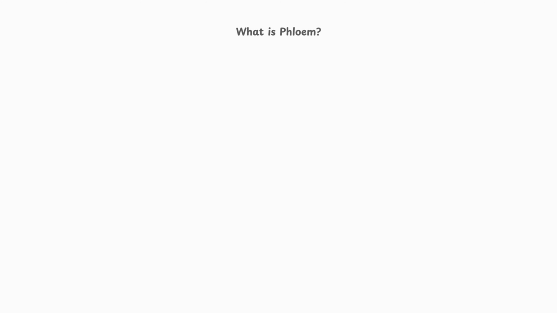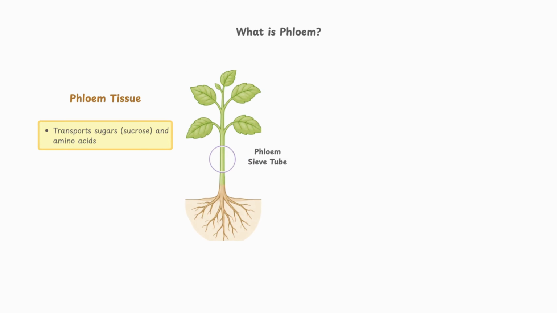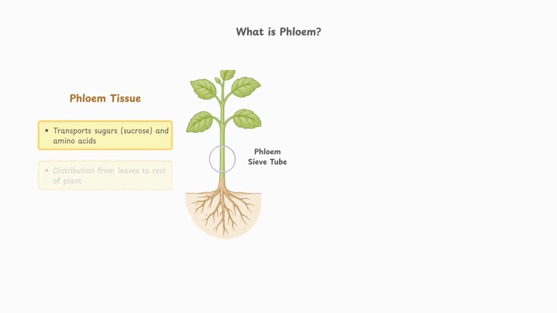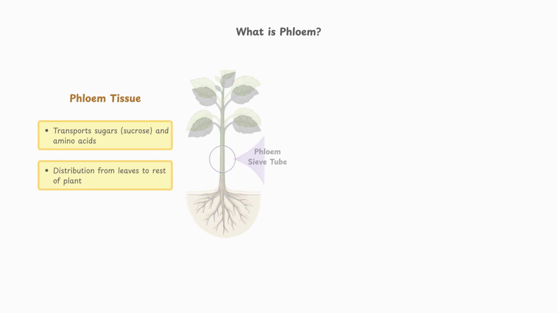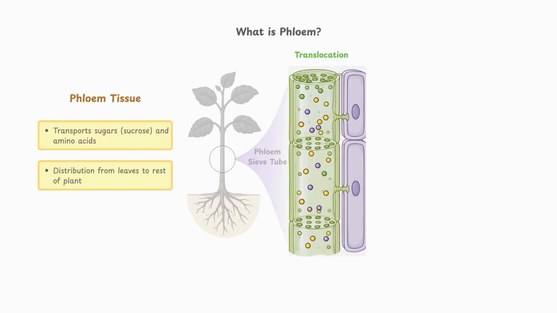Let's move on to phloem, the plant's food transport system. Phloem transports sugars, mainly sucrose, and amino acids from the leaves to the rest of the plant. This movement is called translocation. Unlike xylem, phloem can transport substances in both directions, depending on where the plant needs food.